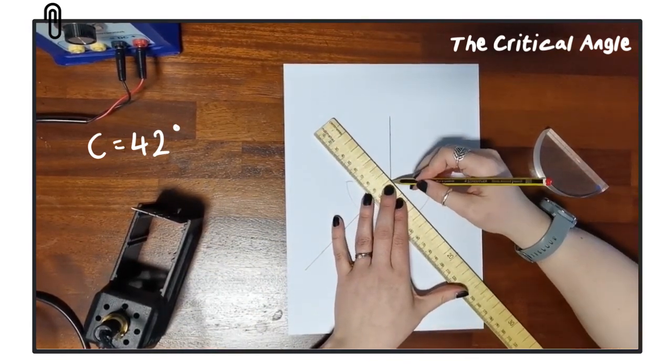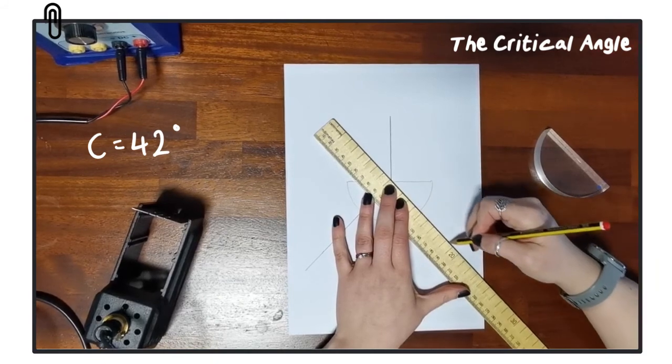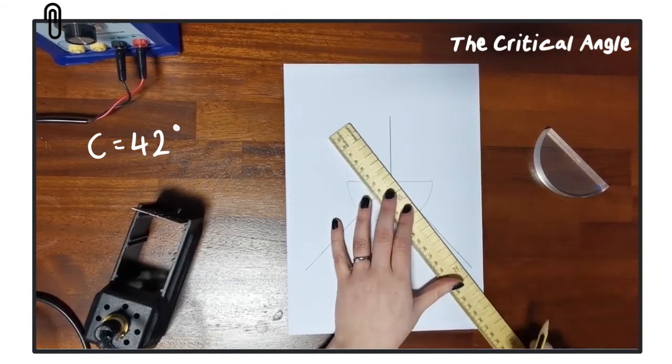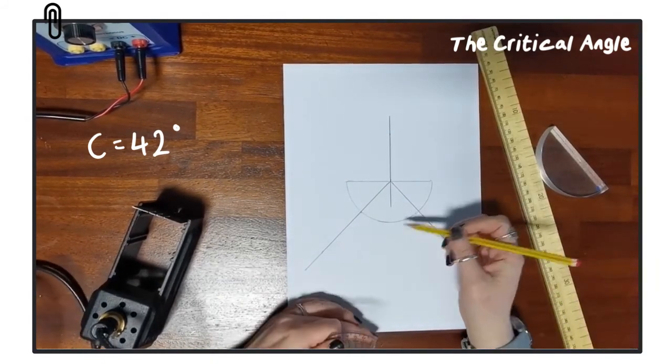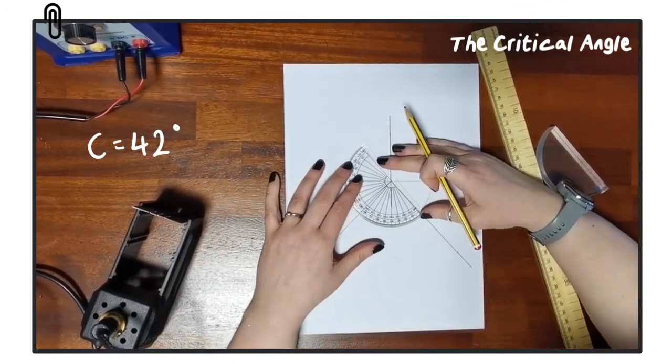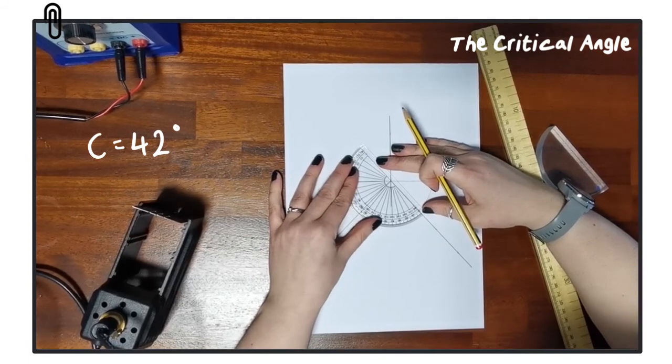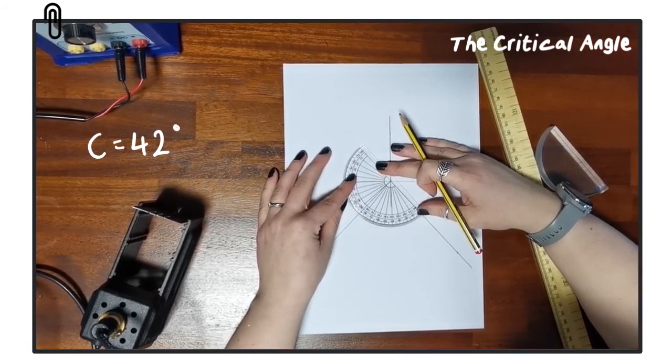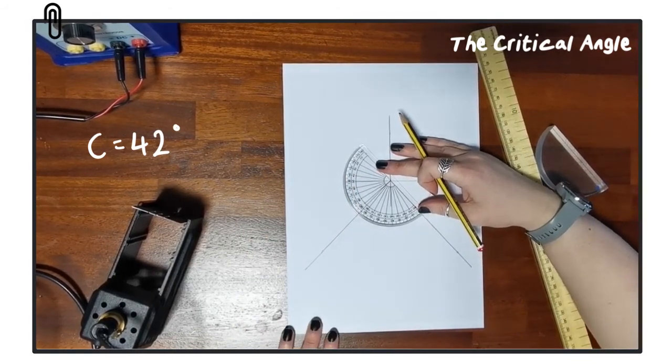We could also draw on the reflected ray and then measure the angle between the incident ray and the reflected ray. Now this angle will actually give you 2 times the critical angle. So once it's measured, we need to remember that that angle would need to be divided by 2 in order to tell us what the critical angle is. And that's also making use there of the law of reflection.